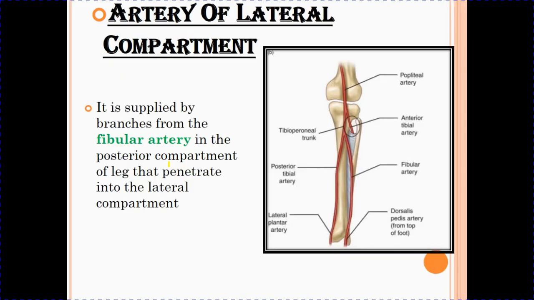The artery of the lateral compartment. It is supplied by branches from the peroneal artery or the fibular artery. This is the fibular artery. Okay? In the posterior compartment of the leg that penetrate into the lateral compartment. Actually, lateral compartment does not have any main artery. It receives branches from the fibular artery, and fibular artery is actually the artery of the posterior compartment. It does not have its own artery, so it takes branches from the fibular artery of the posterior compartment to supply the muscles.